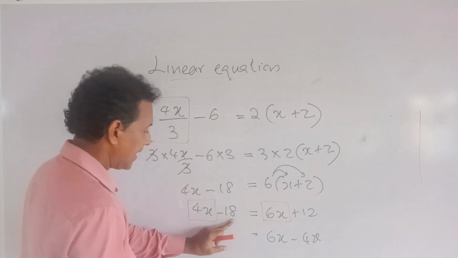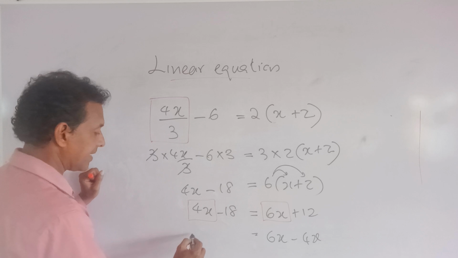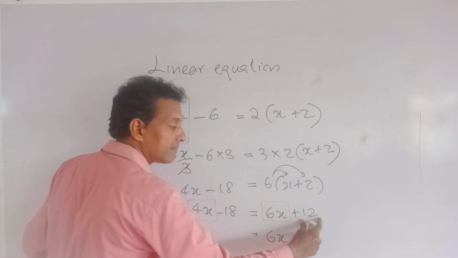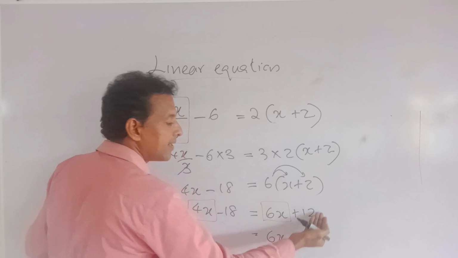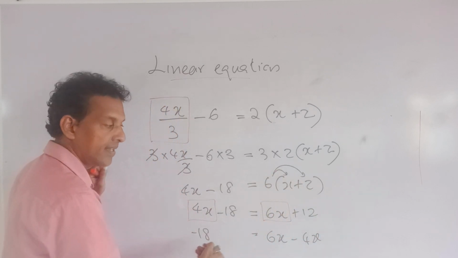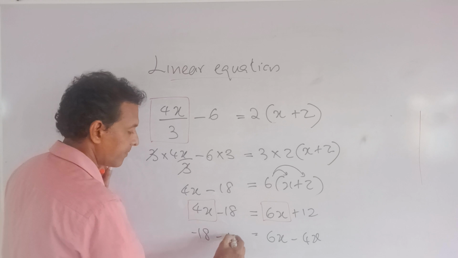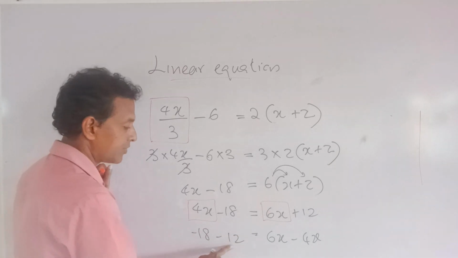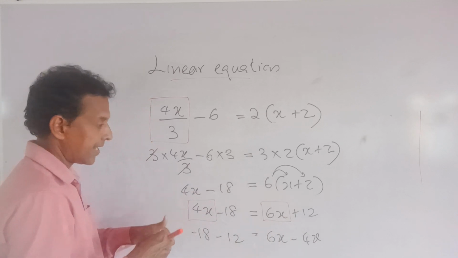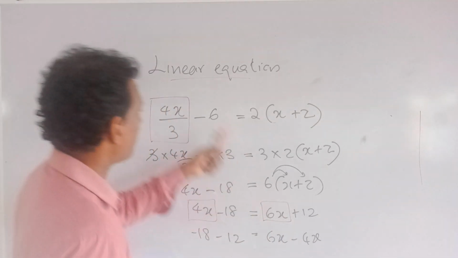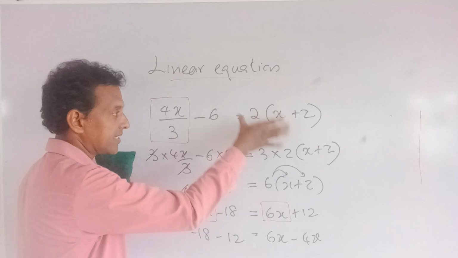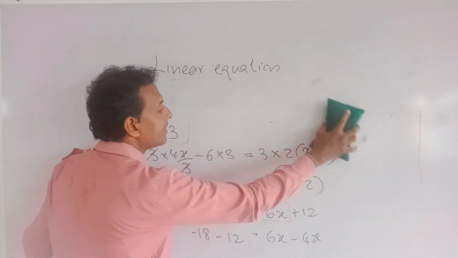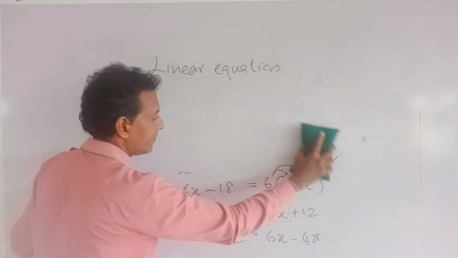And then here, don't forget that on this side we have minus 18, plus 12 here. Now you take plus 12 to the left hand side, change the sign, becomes minus 12. So we have minus 18 minus 12 equals 6x minus 4x. I'll write this on top again. I hope that you have taken this down. Write this somewhere in your notebook, then I will erase this and explain again.